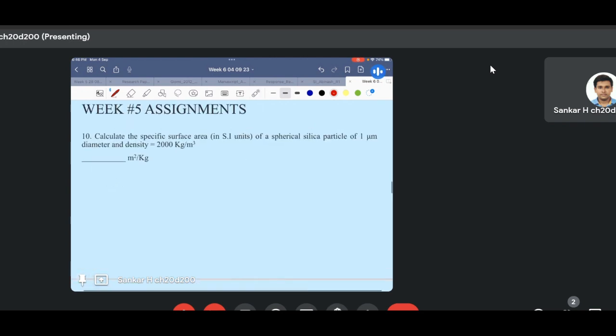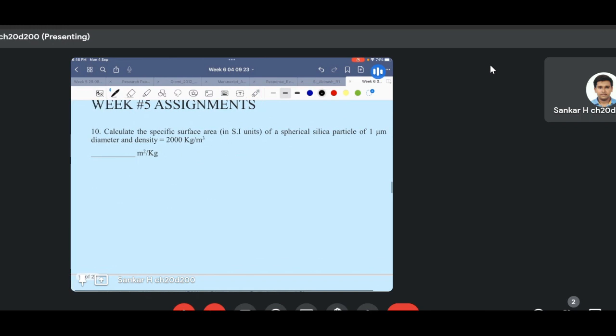Next question is, calculate the specific surface area in SI units of a spherical silica particle of 1 micron diameter and density equal to 2000 kilogram per meter cube. How do we do this question now? I'll give you a minute to think about it and then I'll give you the answer.